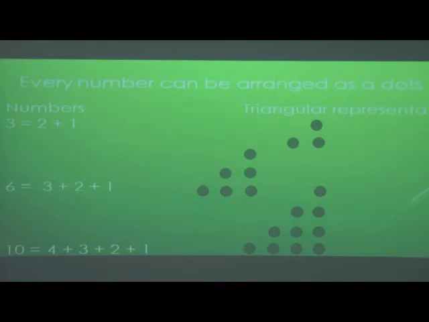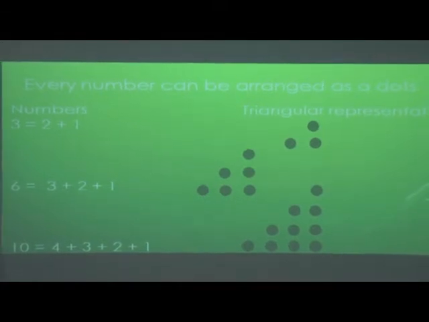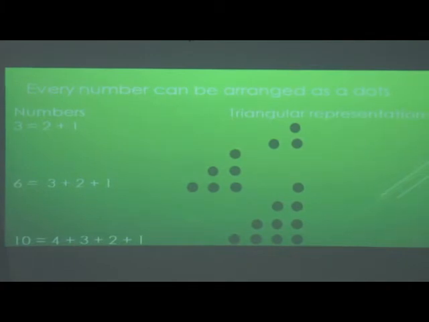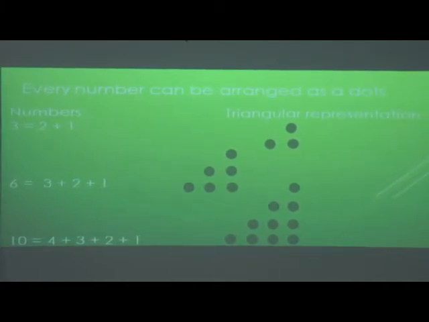Every number can be arranged as dots. First we will see the triangular representation. The number 3 is represented in a triangle as 2 plus 1: 2 dots first and then on the top 1 dot. This makes a representation in the shape of a triangle. We can make a triangular representation of this number. In the same way, for 6 also we can make the triangular representation, as shown here.